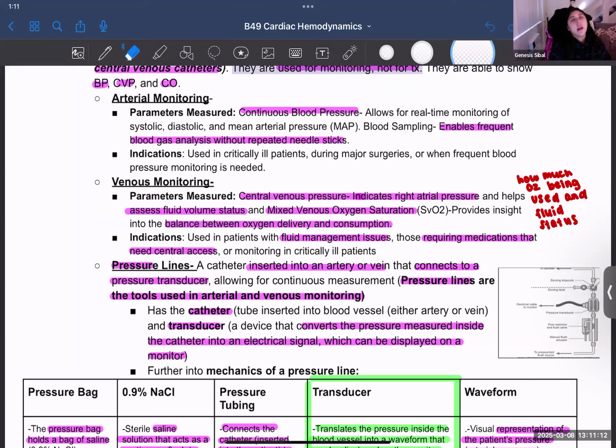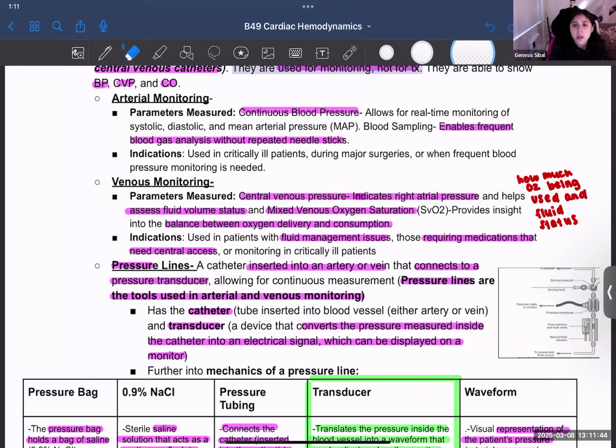I'm trying to explain it in a way, hopefully, that I don't confuse you guys. With your blood pressure, it does help you look at your fluid volume. It helps you assess that, and sometimes that is needed. But in terms of venous monitoring, it is specific to your fluid status, and it's also telling you your mixed venous oxygen saturation. So basically, what is your balance between your oxygen delivery and consumption?